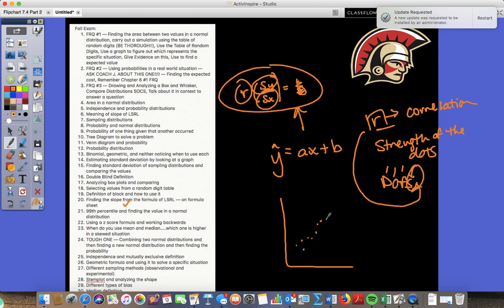So the tighter, the closer this value is to 1. But if it's really spread out, this value is going to be closer to 0, right? If it's positive, that means it's going to be in the top right, top left. And if it is negative, it's going to be falling down, right? But the closer to 1 and negative 1, the stronger it is.